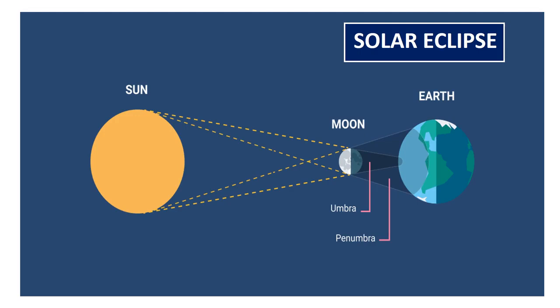Now, any viewer from the earth, if looks at the sun during a solar eclipse, then he would experience just some part of the sun visible because the rest of the part is covered by the moon.